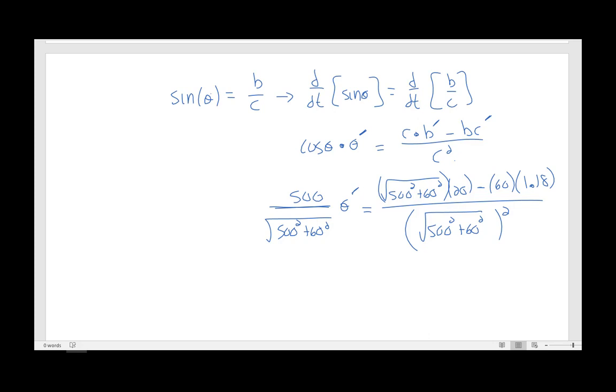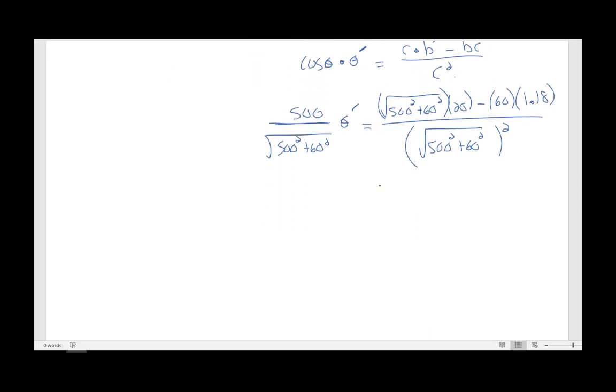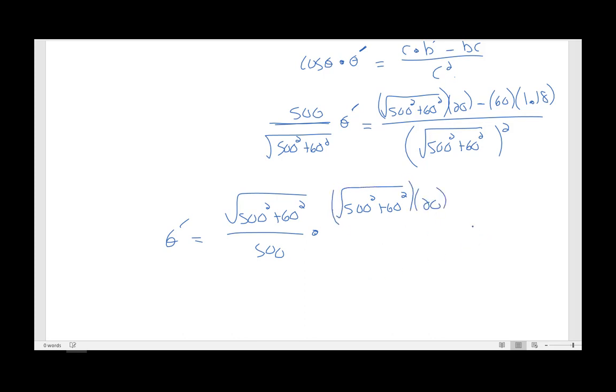All right, now I'm going to crunch this out in just a moment. What I'm looking for is theta prime. So for theta prime, I'm going to basically divide by its coefficient, or multiply by its reciprocal. I'm going to have the square root of 500 squared plus 60 squared over 500, and then times all of the stuff I have up here: the square root of 500 squared plus 60 squared times 20. And then what do we get? Minus 60 times 1.18, all over the square root of 500 squared plus 60 squared, all squared.